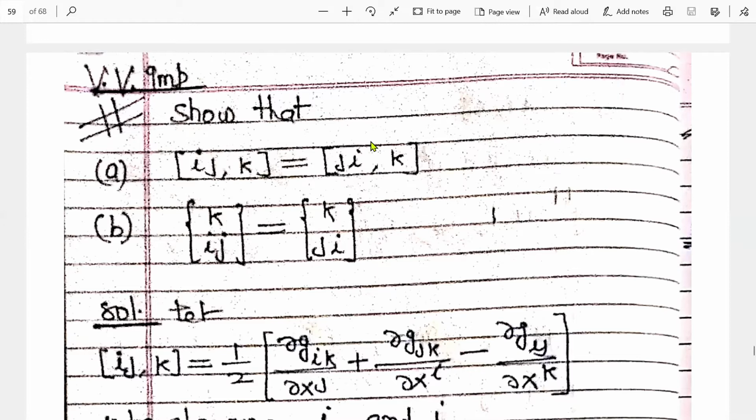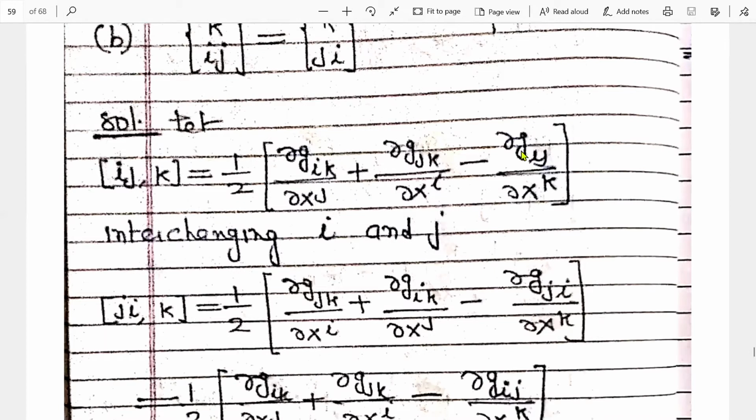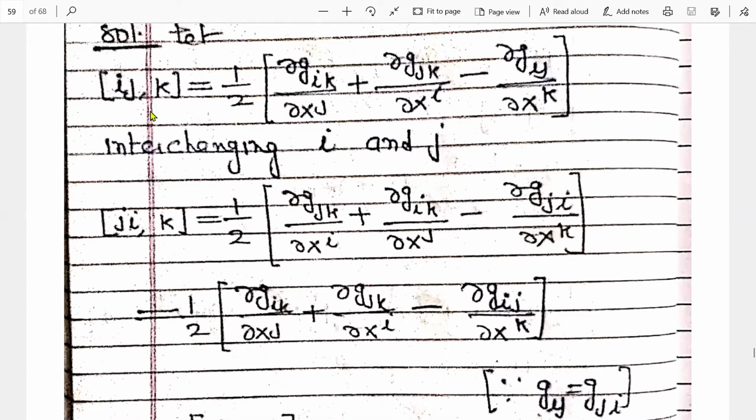Now the next result is to show that [ij,k] equals [ji,k], and similarly [kij] equals [kji]. These are the symmetry properties in the first kind and second kind. The first part, [ij,k], by definition is 1/2 (∂g_ik/∂x^j + ∂g_jk/∂x^i − ∂g_ij/∂x^k).